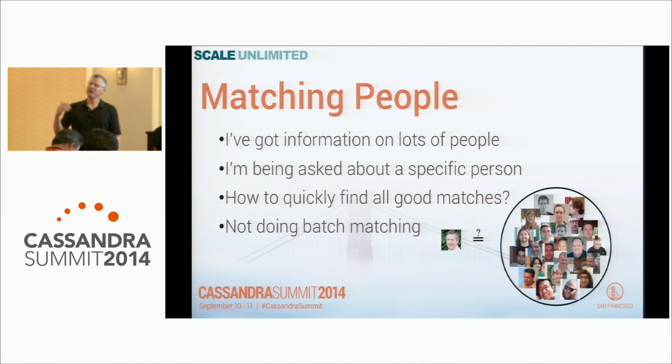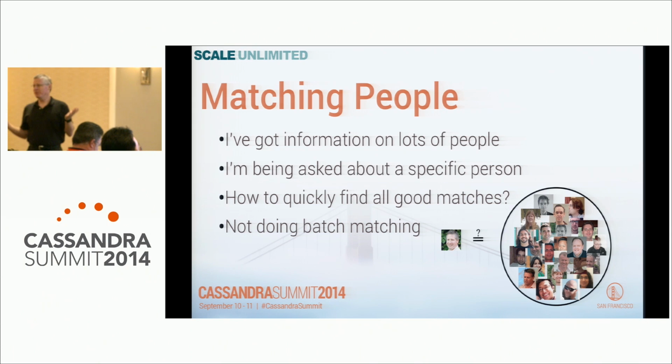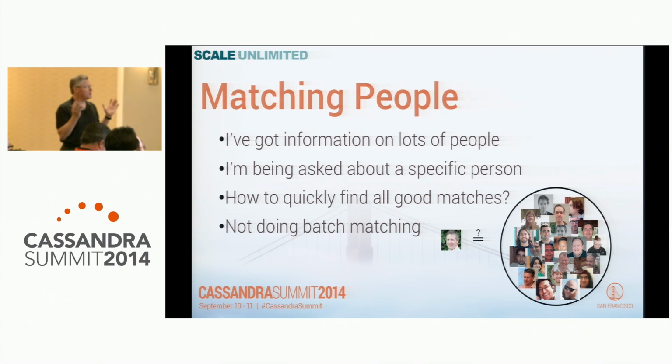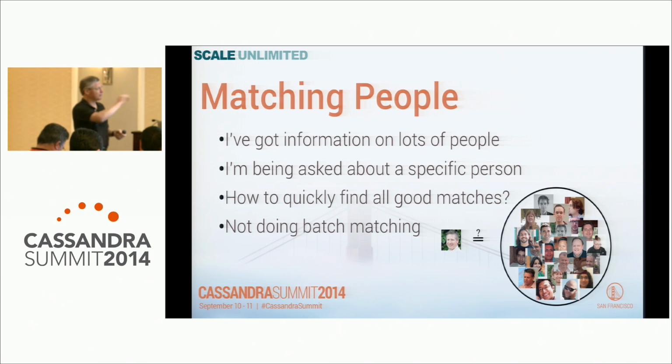All right, so we've been talking about triangles. Now let's go to people. So in this case right here, these are all pictures of people who are speakers at the Cassandra Summit here. And there's me over there, a really bad headshot that somebody did a couple years ago. I'm getting a new one on Saturday. So I've got information on all these people. And now I'm being asked about a specific person. I'm being asked about me, like, am I in this group over here?